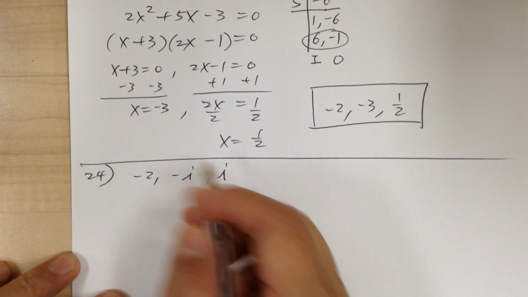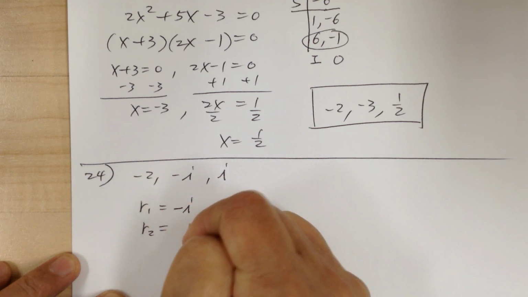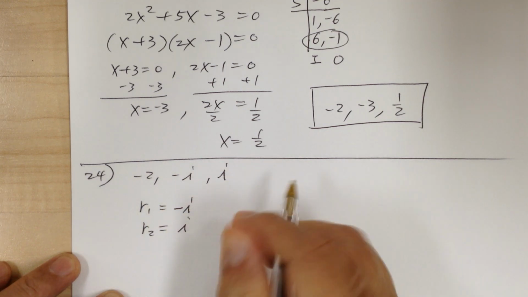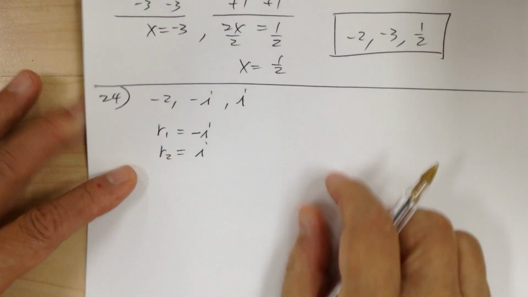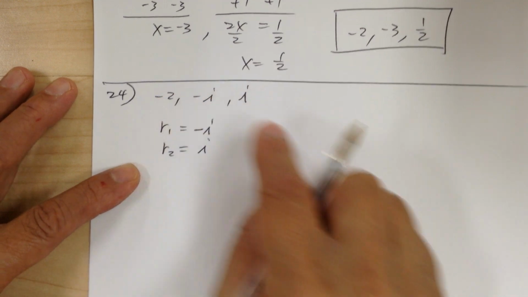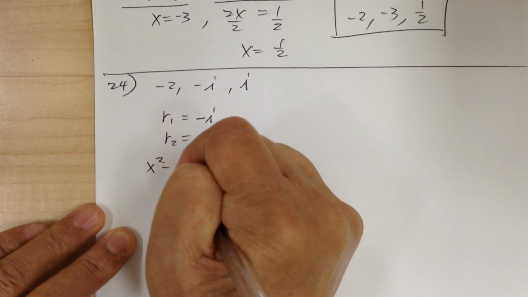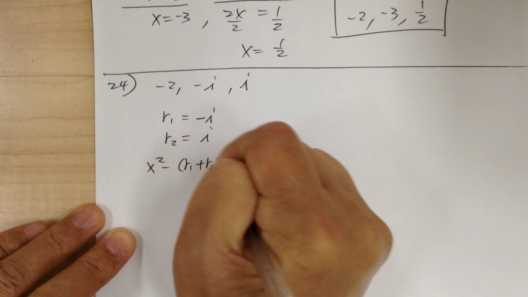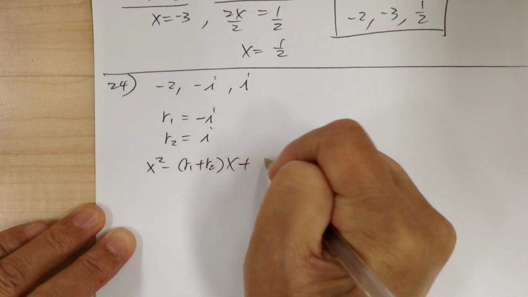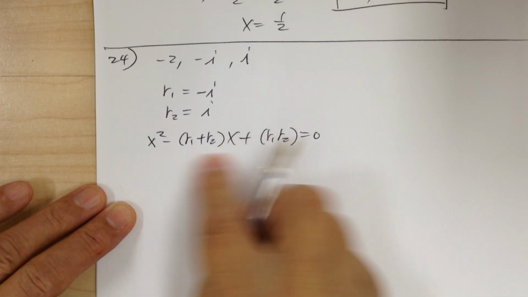So I'm going to call R1 equal to -i, R2 equal to i. I'm going to deal with these 2 first. This one, I'm going to deal with later. So with these 2, I can get your root equation. So use the root equation.